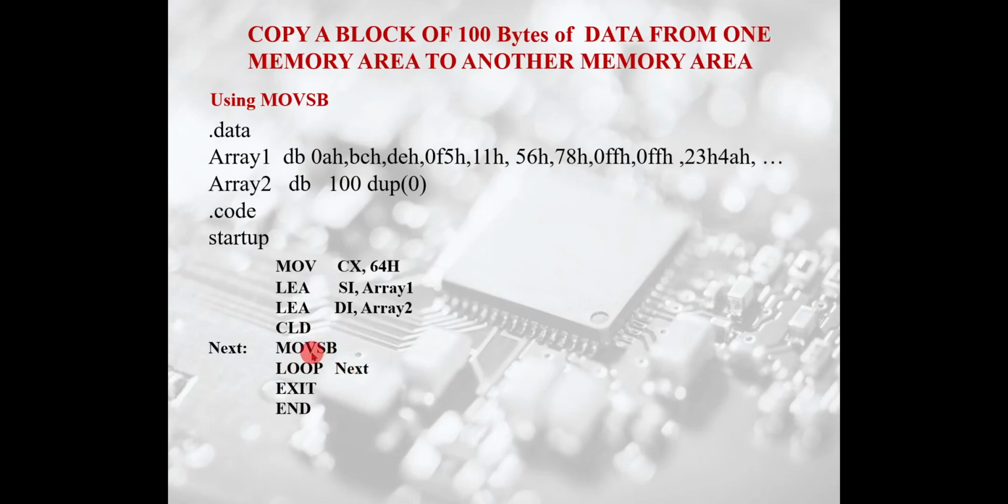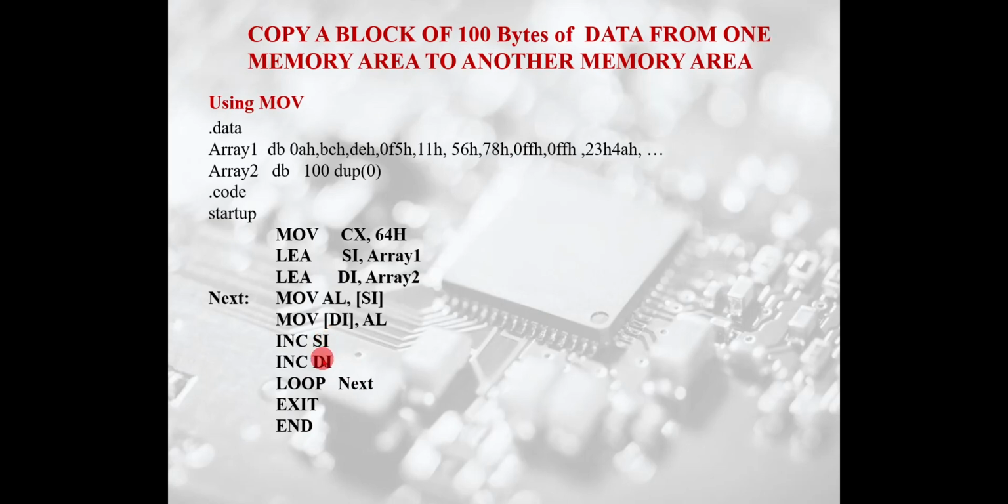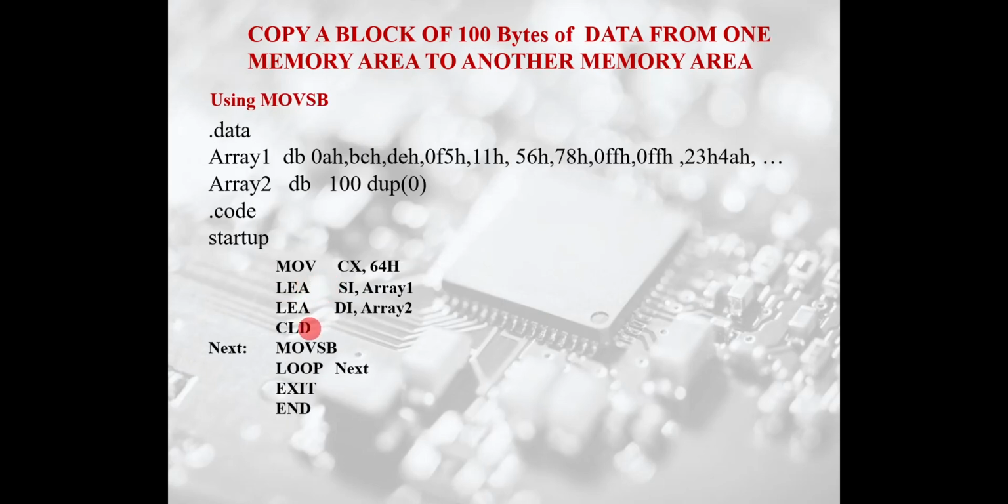Obviously, these two instructions, increment SI and DI, need not be written because MOVSB is going to do that automatically, but additionally initially I have to clear D. So this additional instruction has come, and the increment SI and DI instructions are no more required here. This is using just the MOVSB. The same program can be written in this manner.